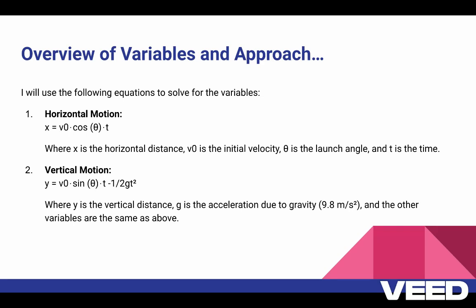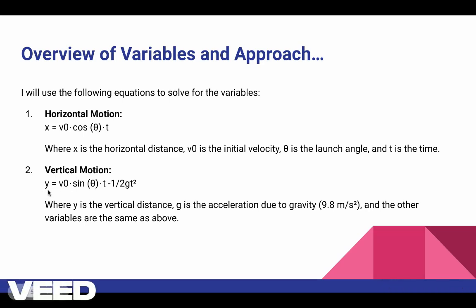So just to keep touching on this, I'm going to use the following equations to solve for the variables. So horizontal motion, which is this equation where x is the horizontal distance, v is the initial velocity, cos is the launch angle, and t is the time. Now for vertical motion, y is the vertical distance, g is the acceleration due to gravity, which is 9.8 meters per second squared, and the other variables are the same as above in the horizontal motion equation.